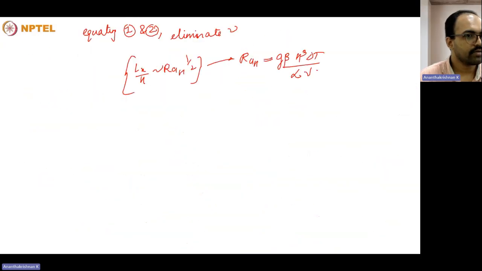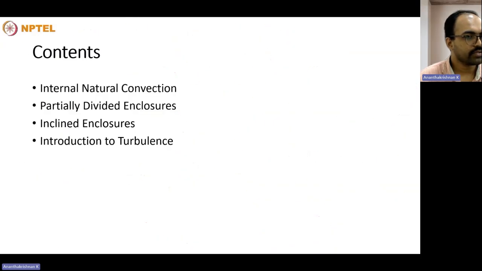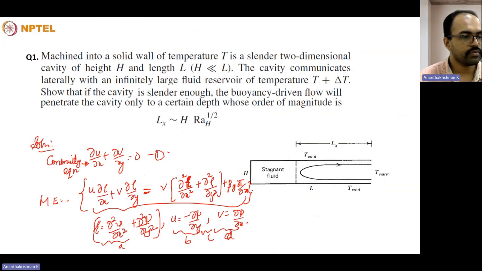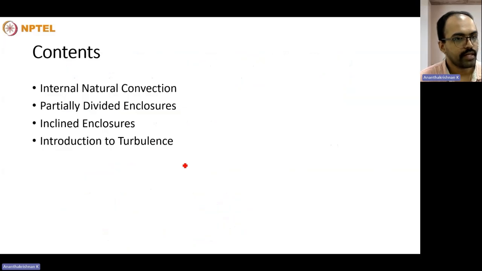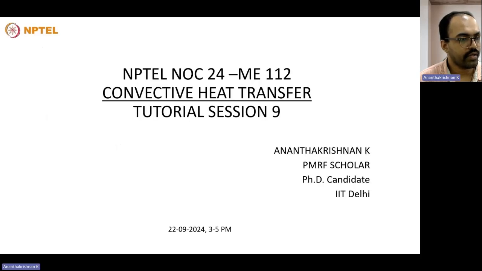In this week, we have seen a few theoretical questions and multiple choice questions based on internal natural convection, scaling analysis of a few of them, partially divided enclosure, inclined enclosure, and one question based on turbulence. This is based on the lecture series of the 9th week that was uploaded on the NPTEL website of Convective Heat and Mass Transfer.